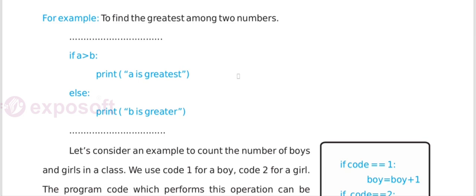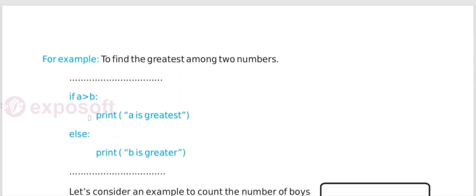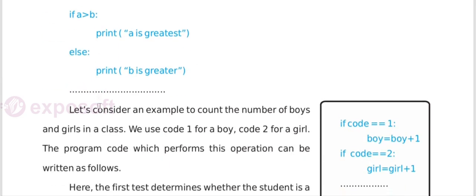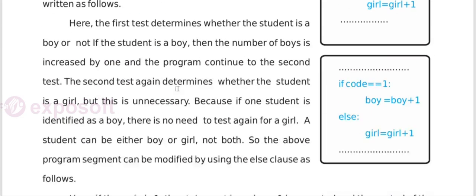We can see a simple program here. It is used to find the greatest among two numbers. If a greater than b, then print a is the greatest. Else print b is the greatest.